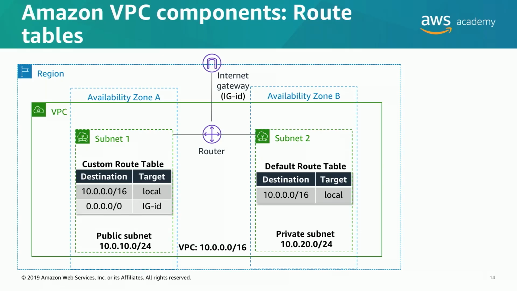Subnet 1 is associated with a custom route table that has two routes. The first route is the same as in the default route table, which means that local traffic is allowed out of the subnet to the IP addresses in the VPC address range. In addition, the second route, or all zeros/0, states that traffic to any other IP addresses is also allowed. This route also states that this traffic should be routed through the internet gateway that is identified by IG with an ID number.